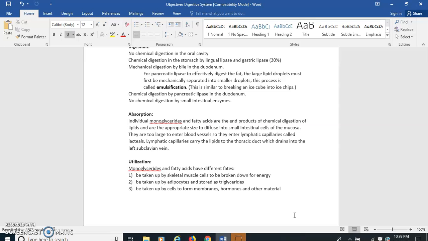The other thing is we need some lipids to make certain products for our cells. There's cholesterol in the membrane, and there are other lipid components in the plasma or cell membranes. There are some hormones that are lipid based, and other materials. So the cells might take the free fatty acids and monoglycerides up and actually make different types of products for that cell. So those are the fates of our lipid products that get absorbed.